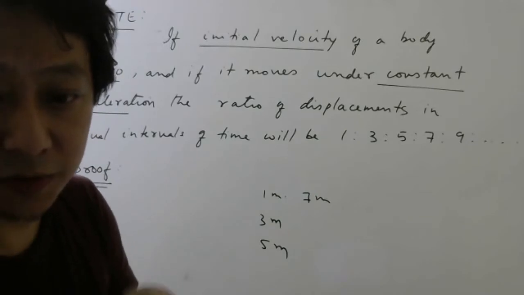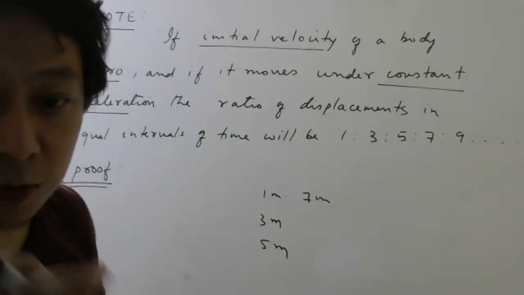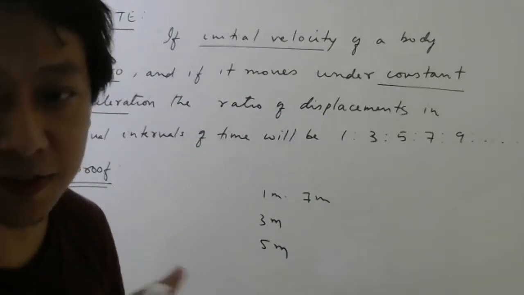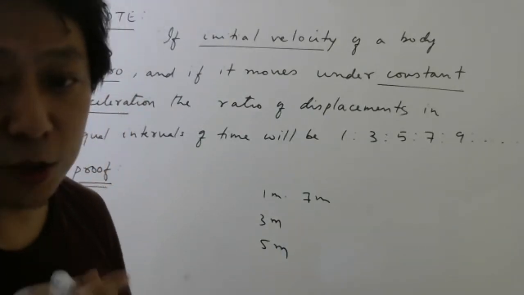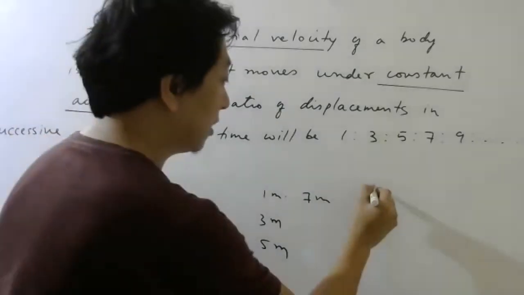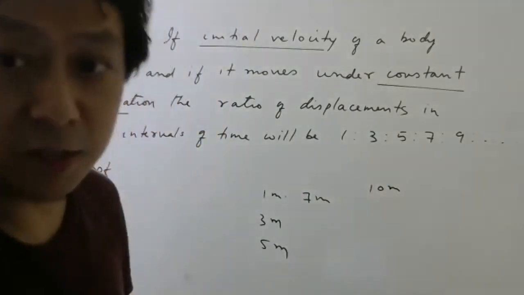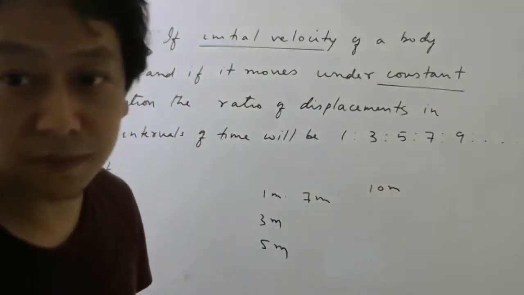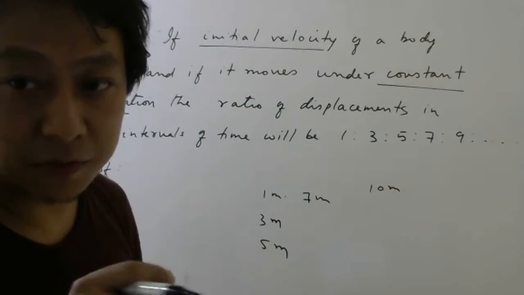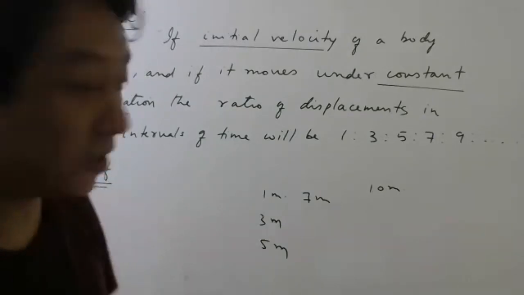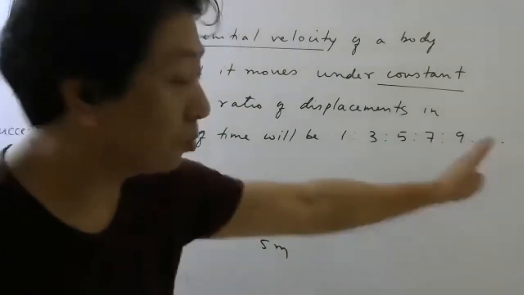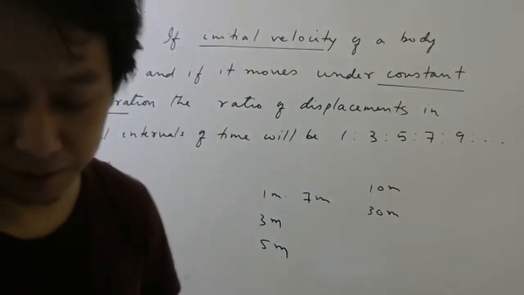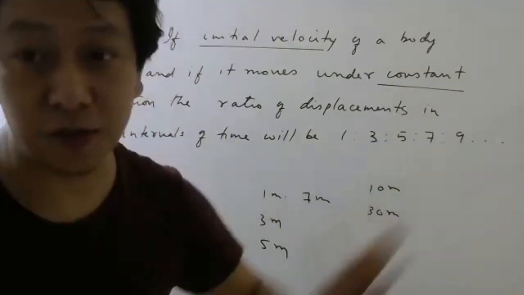Similarly, the interval can be 0.1 second, but it has to be equal, Sujan. It has to be equal successive seconds. So if in the first 0.1 second it covers 10 meters, then in the next 0.1 second, how many meters should it cover according to this rule? It should cover 30 meters. So that we have to prove. The ratio will be 1:3:5.